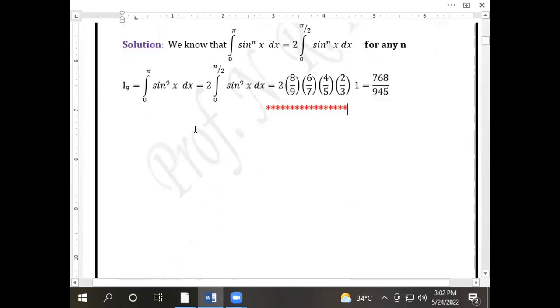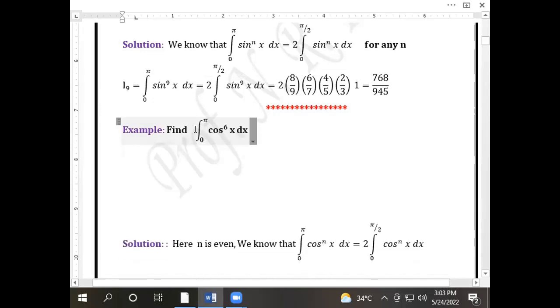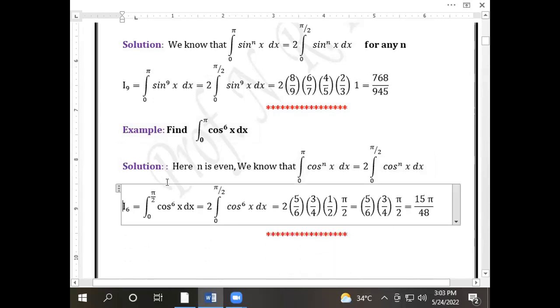In a similar way, we can find the value of the integration whose limit is from 0 to pi, in which the function contains cos whose index n is 6, and that is even. So we know that if n is even, the formula reduces to 2 times the standard reduction formula of cosine. So we have to replace the value n equal to 6. It's our standard 2 into 5 upon 6, 3 upon 4, 1 upon 2, and pi by 2. Again, the 2 gets cancelled, and the terms are 5 upon 6, 3 upon 4, and pi upon 2. The final solution is 15 pi upon 48.